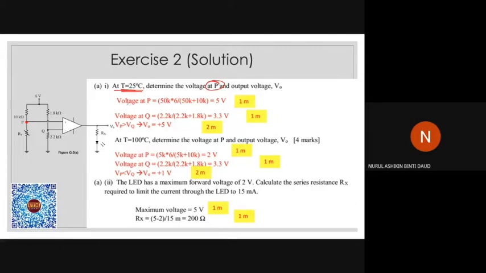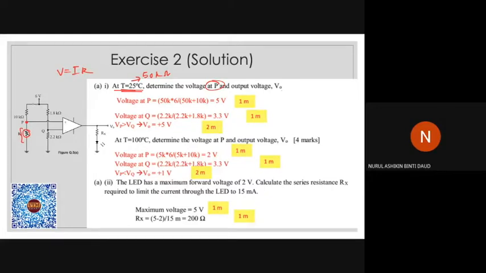So first of all, the voltage at point P is the same as the voltage at this point, the potential value of volts at this point. When T is at 25 degrees, the value of the resistor is 50 kilo ohm. All right, 50 kilo ohm. So first of all, what you need to do is V equals IR, from Ohm's law.